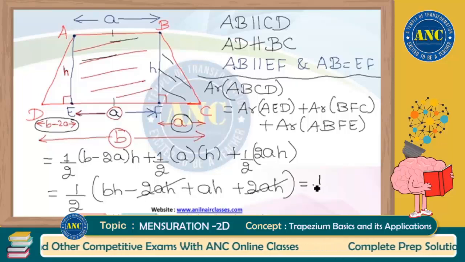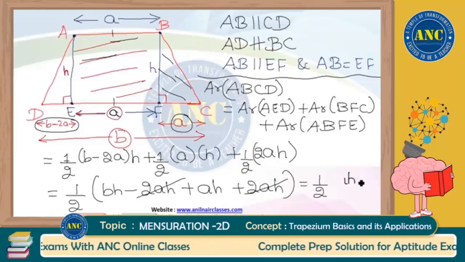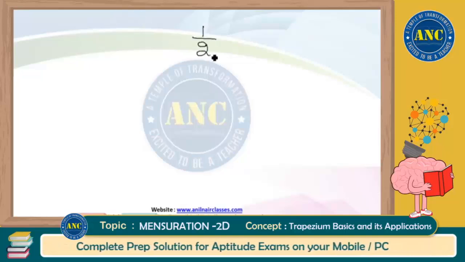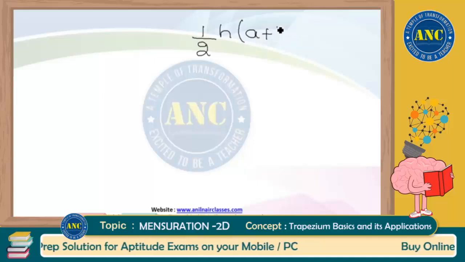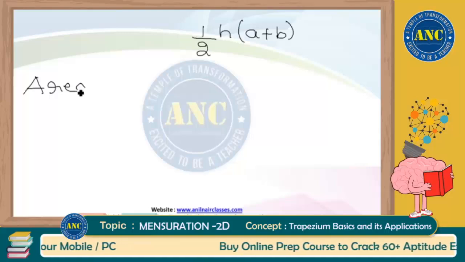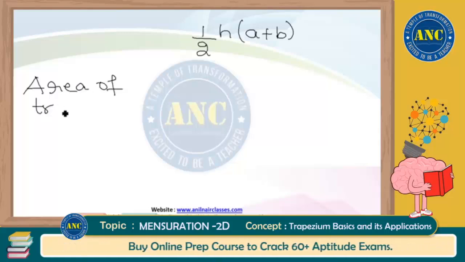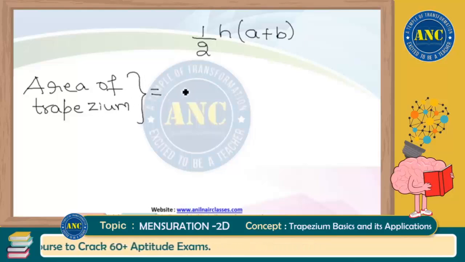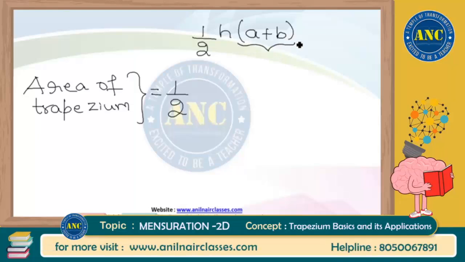You are only left with half into AH plus BH. If I take H as a common factor, it is half into H into A plus B. Or in a very important way, I can say that the area of trapezium is equal to half into A and B, which are nothing but the parallel sides. This plus is nothing but the sum of the parallel sides.